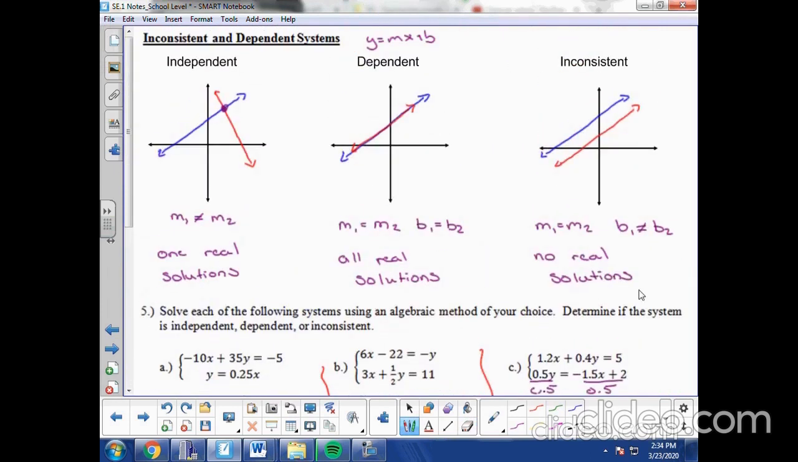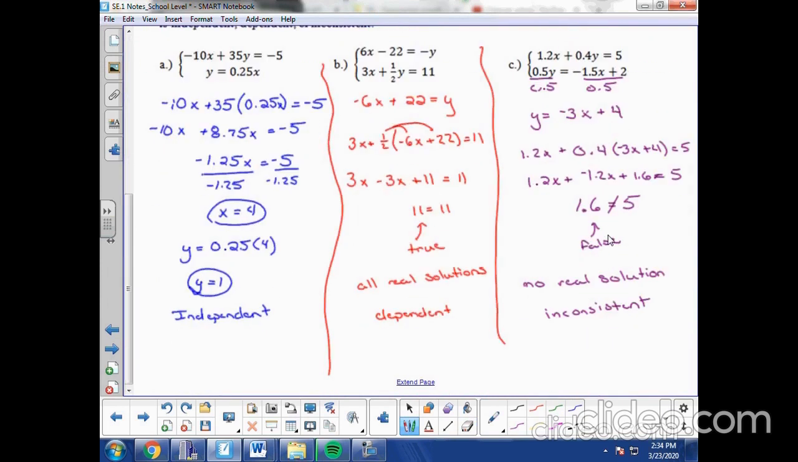If we were to rewrite the equations, we would see that the slope is the same and the y-intercept is the same. So algebraically, if you're going through the process of solving, if you get one value for x and one value for y that works, that's independent. That's your only solution. If you get a statement that is just true, it tells you nothing about x and y, that's going to be all real solutions. That is dependent. If you get a statement that is false, that tells us that there are no real solutions. This is an inconsistent solution system for the system of equations.